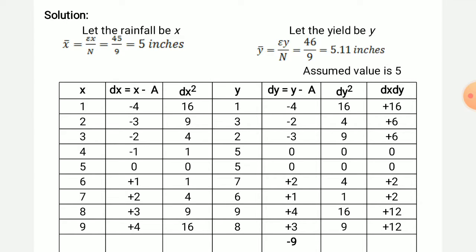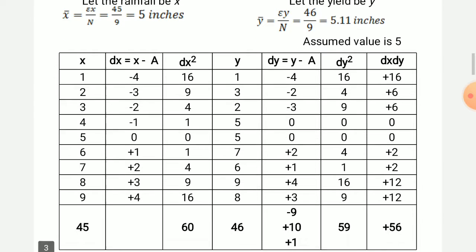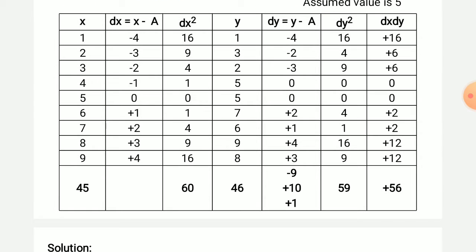Now after preparing the table, we have to find the sum of dx dy. Sigma dx dy is equal to plus 15. Sigma dy square equals 59, plus sigma dy plus 1, minus 9 plus 10, difference will be plus 1, and sigma y is equal to 46, sigma dx square plus means 60, and then sigma x is equal to 45.